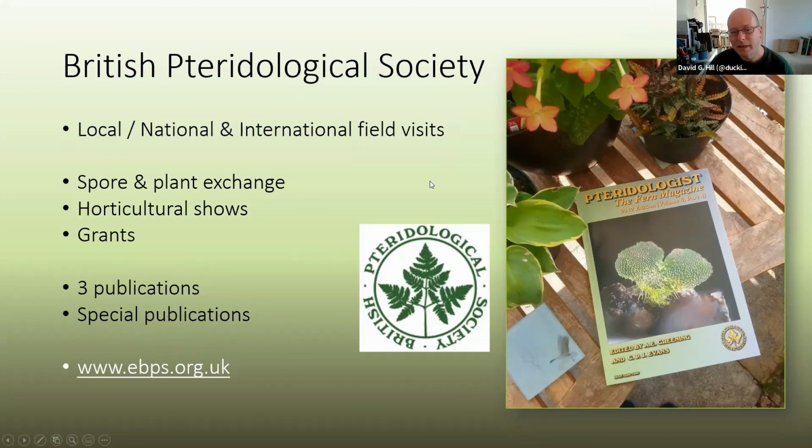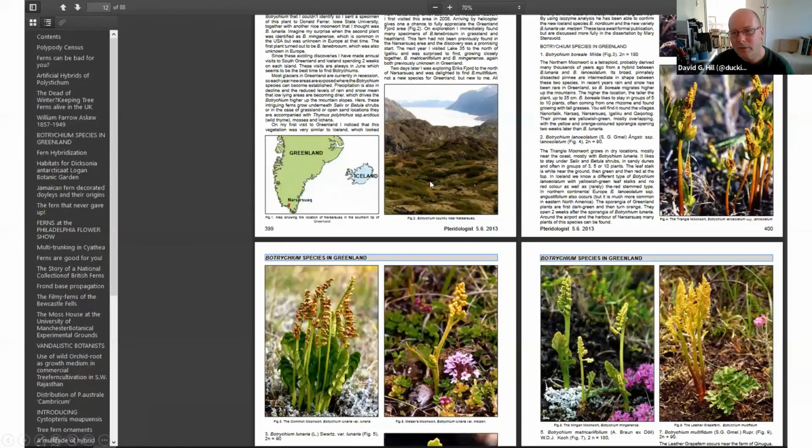So this is an example. All of the Botrychiums, so the Moonworts, from Greenland and Iceland. So we've done a trip, and then this is what we found. And then you've got identification features. So a lot more detailed stuff on the BPS website.